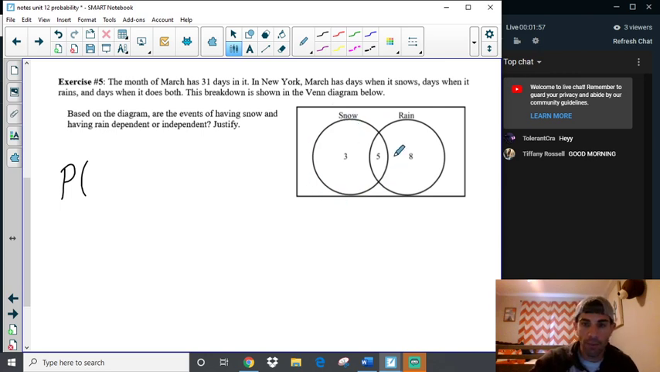So they're saying that in the month of March, 3 days, it is only going to snow. 8 days, it is only going to rain. And 5 days, it's going to do both. So if I was going to write that, here it is, snow and rain.